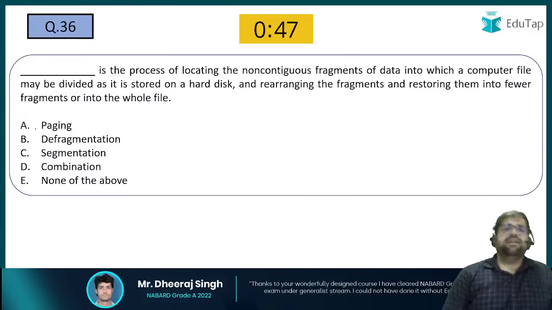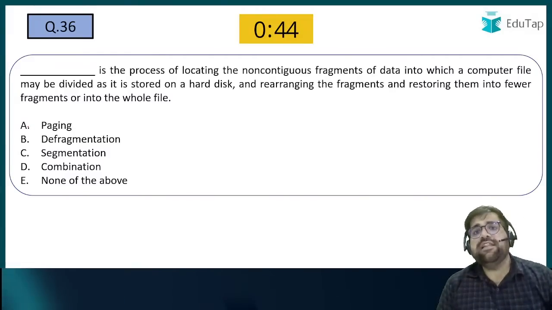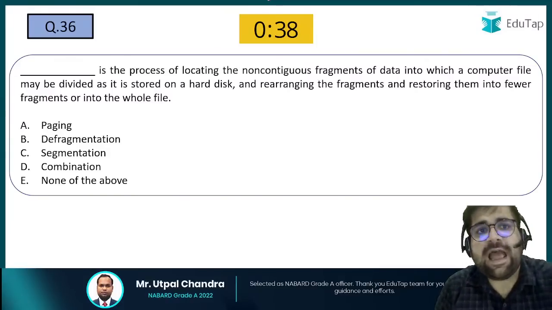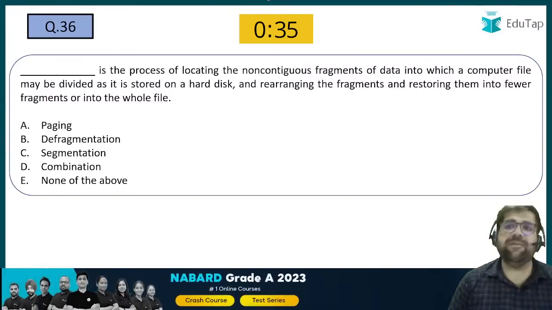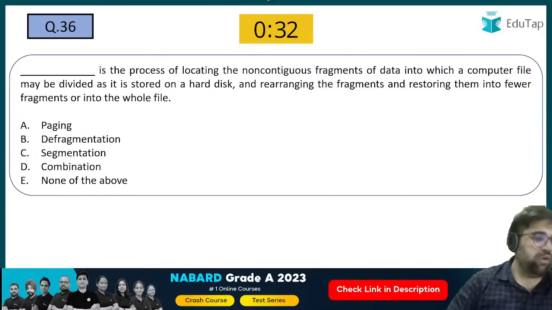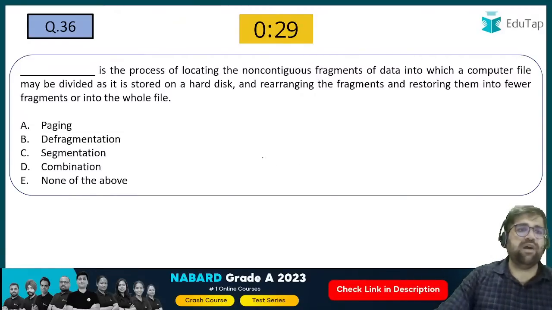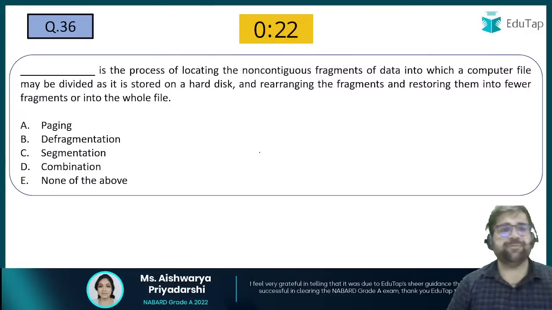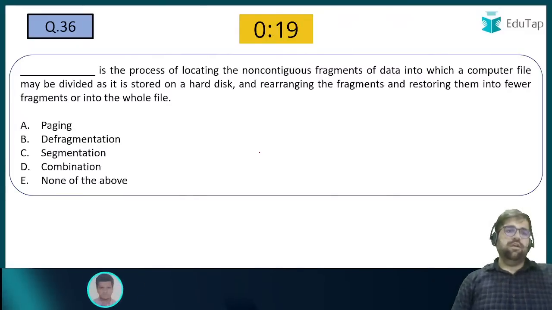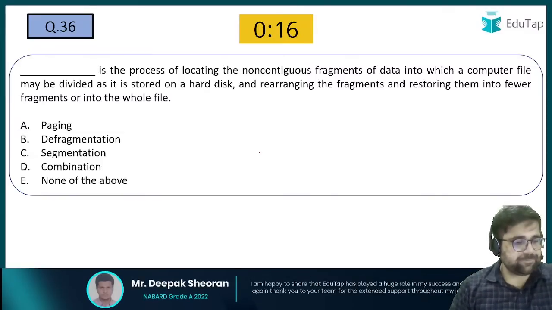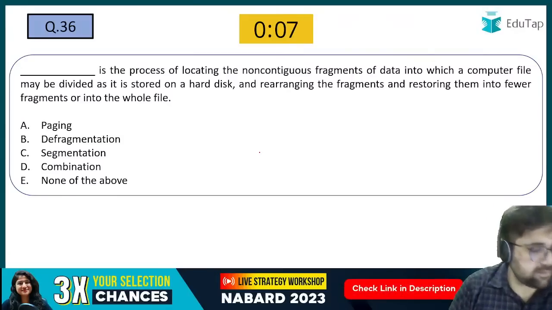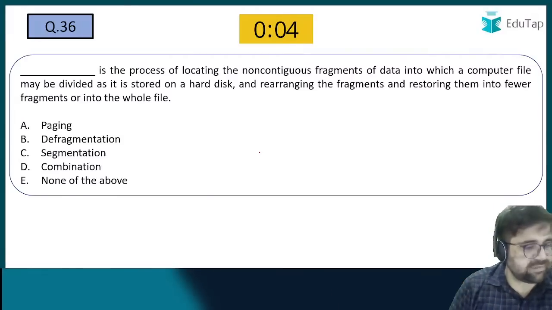Let's go, question number 36. Dash is the process of locating the non-contiguous fragments of data into which a computer file may be divided as it is stored on the hard disk, rearranging the fragments and storing them into fewer fragments for a whole file. Now, this is a confusing question. Take your time to answer it. Question number 36. Why are only a few people answering? What is happening to other people? This is the stage where you can make mistakes. I'm checking the chat box. Please, everyone, please participate.